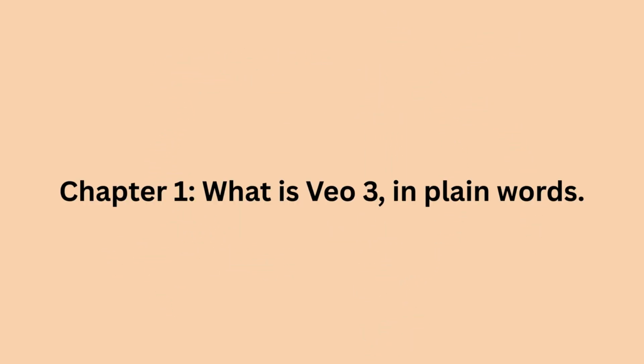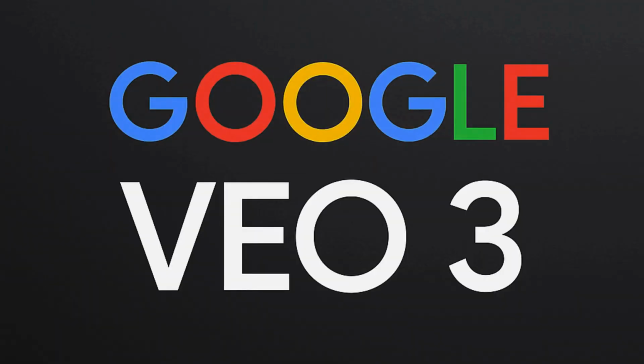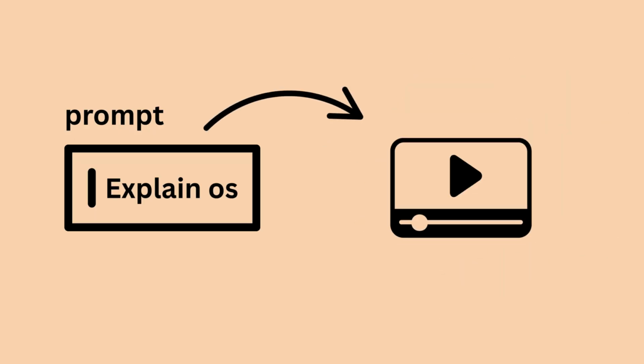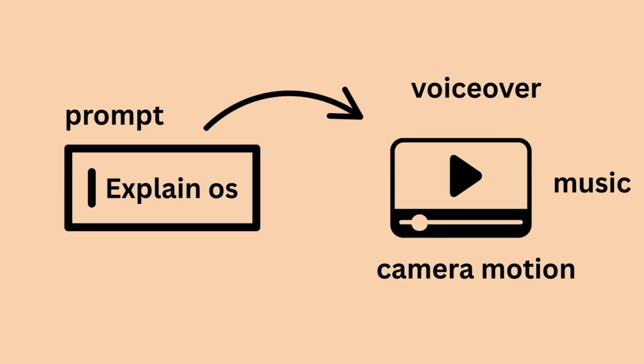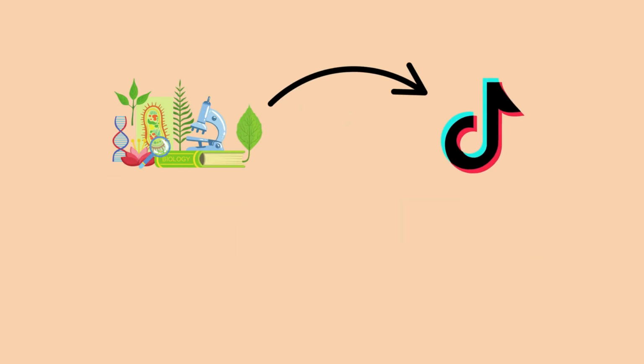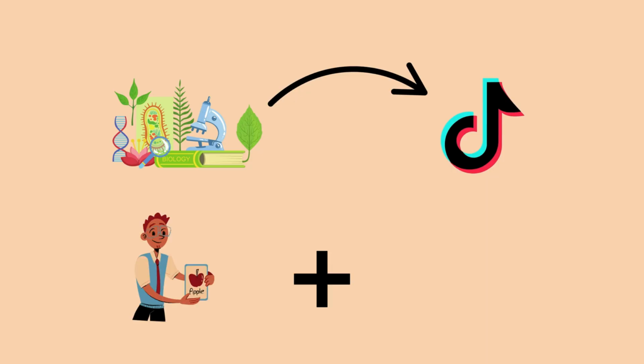What is VO3 in plain words? VO3 is an AI tool from Google. You type in a short prompt, like explain osmosis, and it turns it into a video, voiceover, background music, camera motion, the whole package. Think your biology class, but it looks like a TikTok. Your flashcards, but with cinematic music.